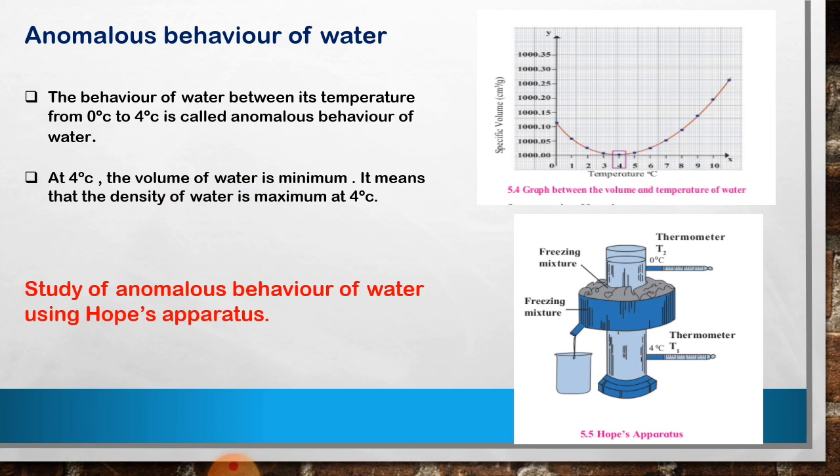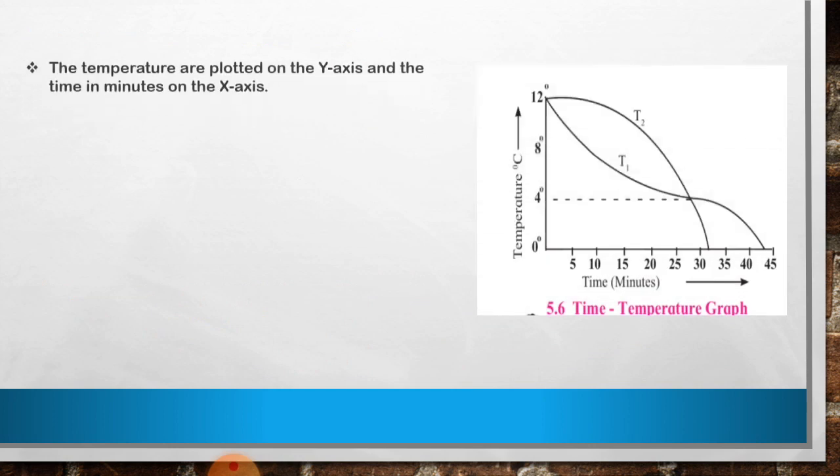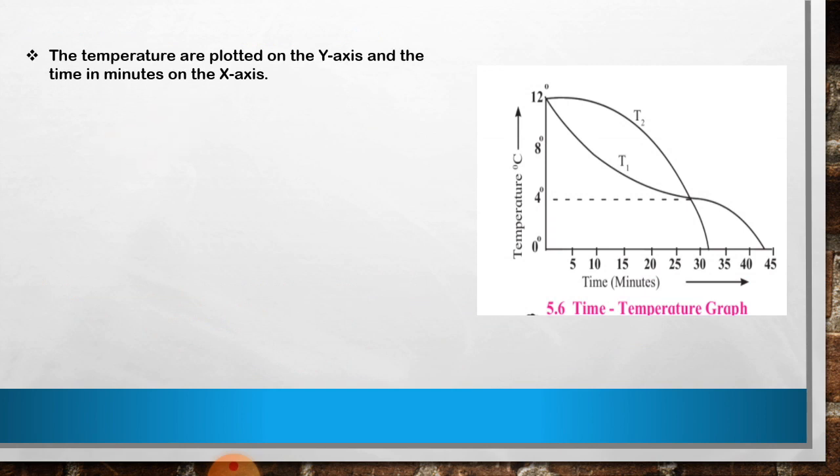So this anomalous behavior of water we learned with the help of Hope's apparatus. This is a concept we learned very conceptually in our last class. Then here is one graph which shows the time-temperature graph. The temperature is plotted on the y-axis, and the time in minutes on the x-axis.